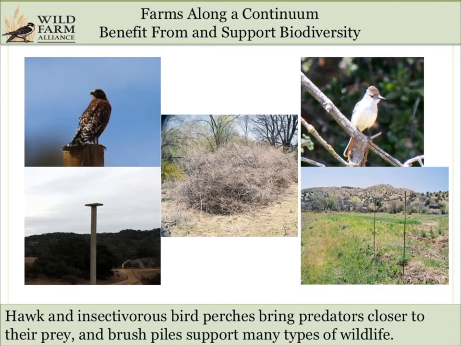Some farmers put up barn owl boxes or perches for raptors that help to reduce rodents on the farm. I've seen some farmers put up smaller perches for songbirds like this ash-throated flycatcher on the right, which catches insects in the air. And other farmers are saving the prunings of orchards to create brush piles that are nesting sites for ground nesting birds and secure places for amphibians and reptiles and other kinds of beneficial organisms to exist on the farm.